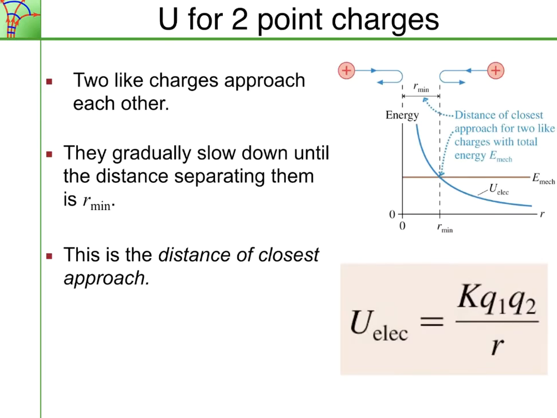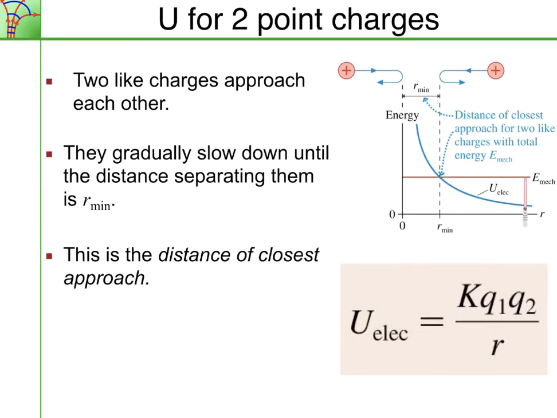So let's look at a couple different examples of how we can use potential energy, K Q1 Q2 over R, to look at the behavior of particles. Consider two positive charges, and they're both initially moving towards each other. As they're moving towards each other, what's going to happen? There's going to be a repulsive force, and they're going to slow down, and they're going to reach some minimum separation and then start moving away from each other. That's sort of represented with these little arrows.